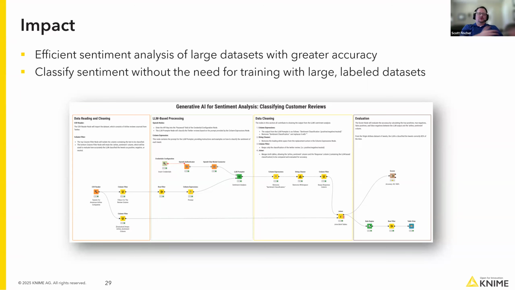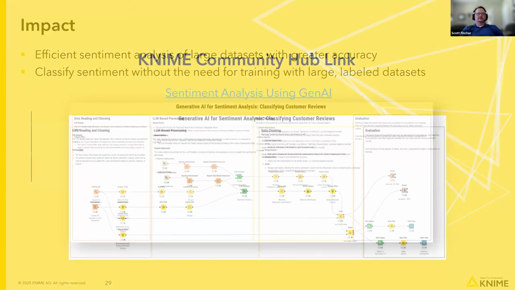We need labeled data to make sure that they're working properly. In this case, we do have labeled data, but even if we didn't, we could feed things to the LLM and be pretty confident that we're going to get good results. So that's where we're at with this relatively simple example. Now, there's lots of other things that you could do in KNIME using these AI nodes.